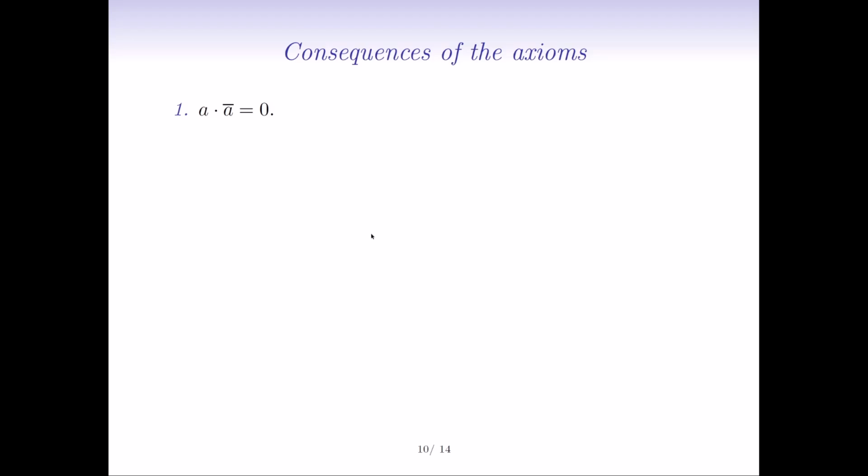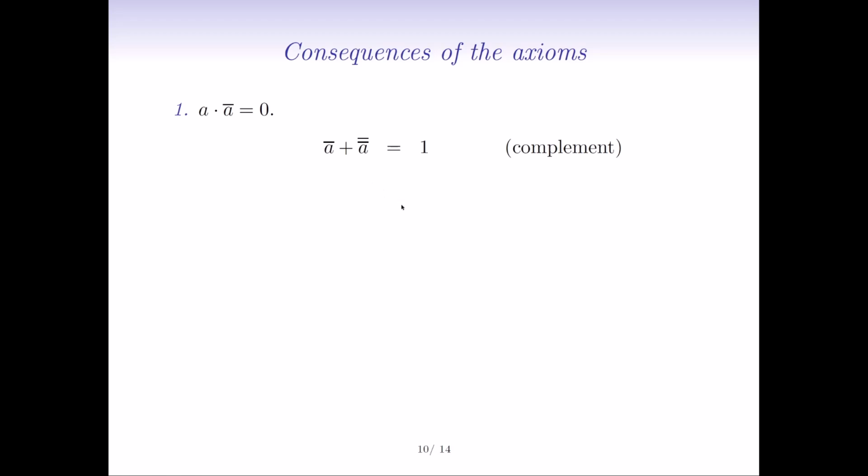Okay, so now we're going to do a couple more derivations. Our first one is going to be a dot minus a equals 0. Now that's just an algebraic statement of the law of non-contradiction: a and not a is false. And we'll go into it in the following way.